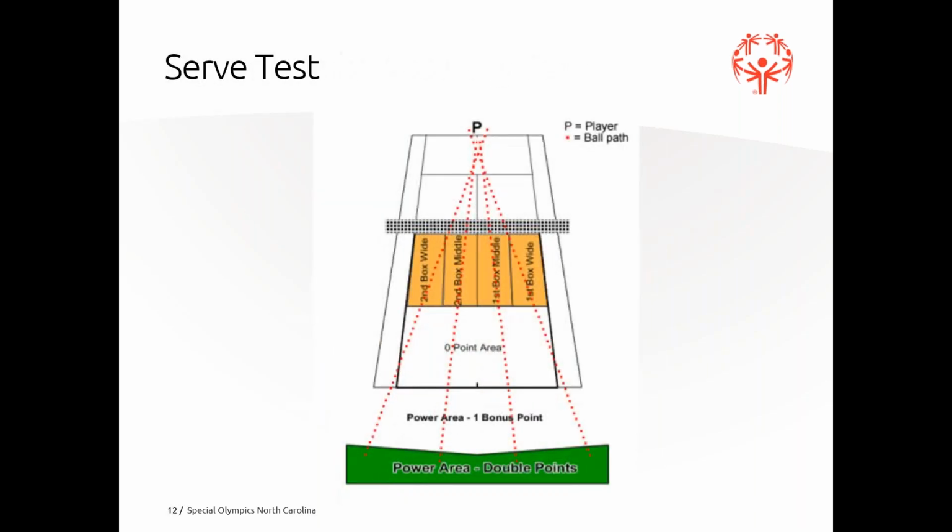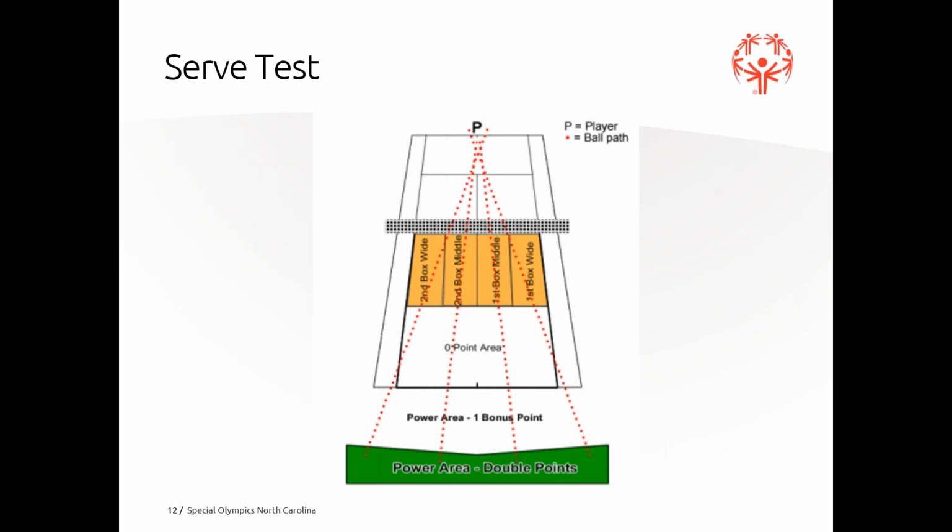The last court configuration that you will need is the serve test configuration. You will be splitting the service boxes on one side of the court in half with tape, or chalk if you have that. This will create 4 necessary targets for each serve test. The bonus point area will remain the same.